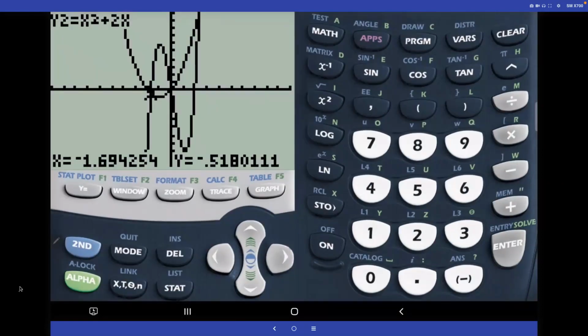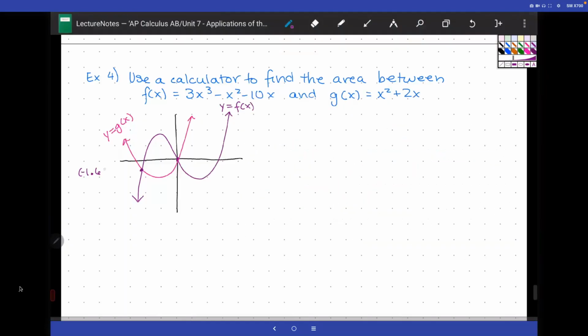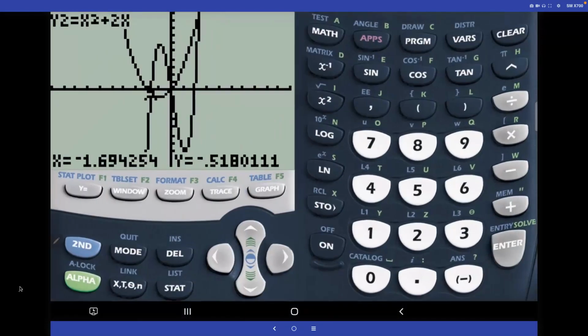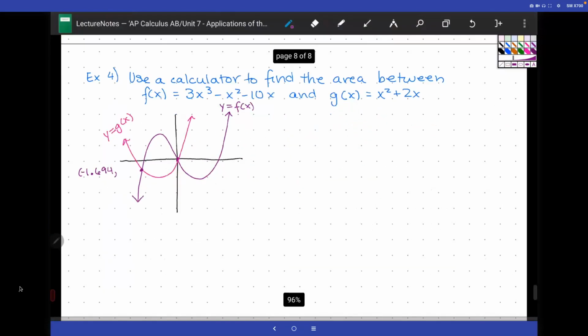I already lost it. 694. Negative 0.518. This point's at the origin, 0, 0. See if you can find that right point of intersection on your calculator.